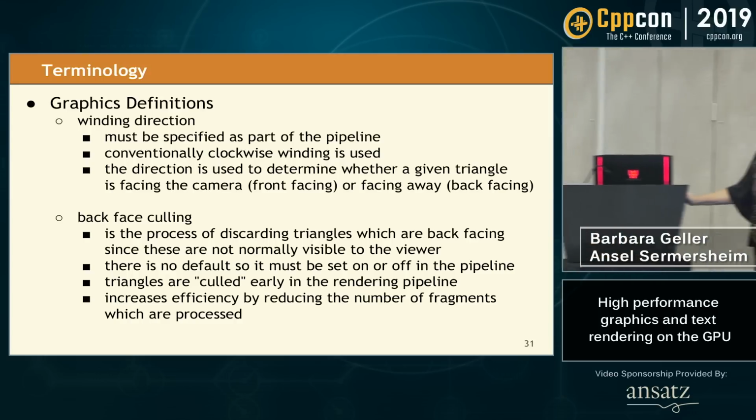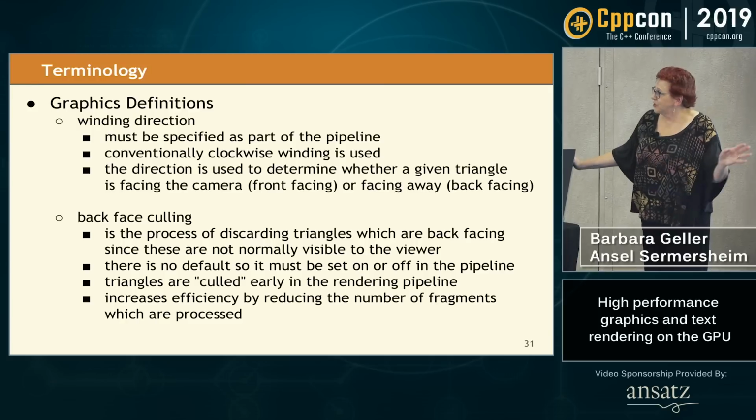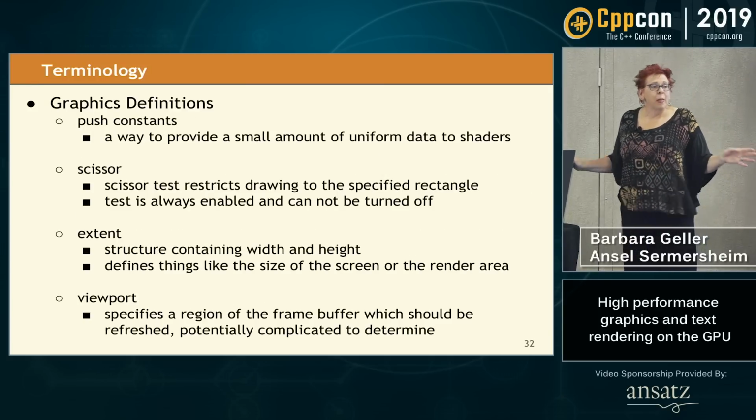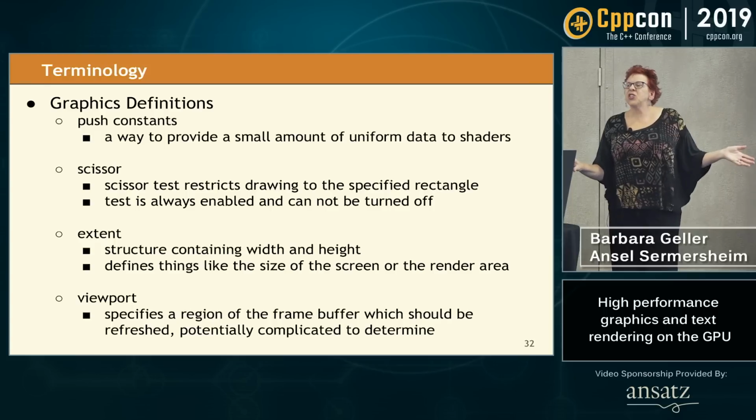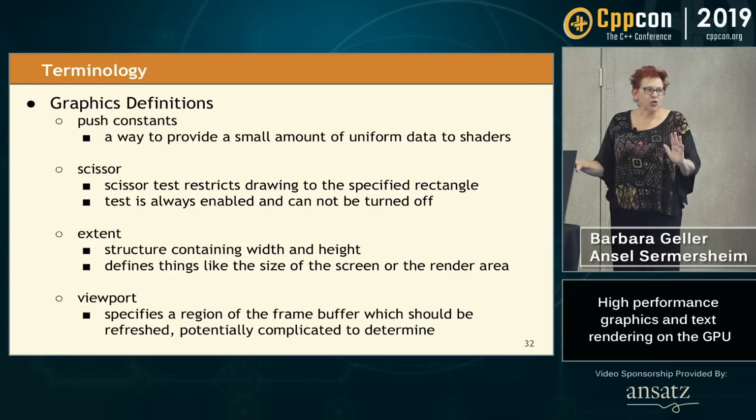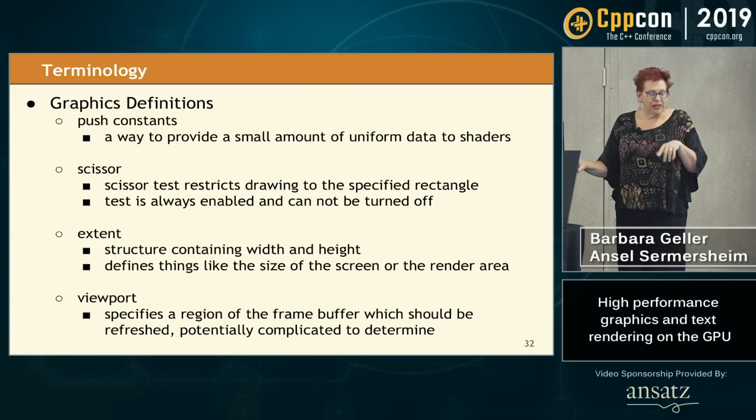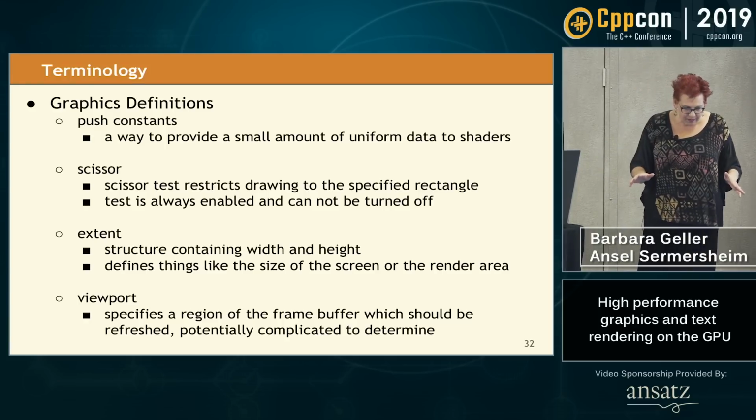Very briefly, these are four other things: push constant, scissors, extent, and viewports. Just more terminology, more things you need to set. We almost have a triangle on the screen at this point. Getting close. But let's talk about how it really works.